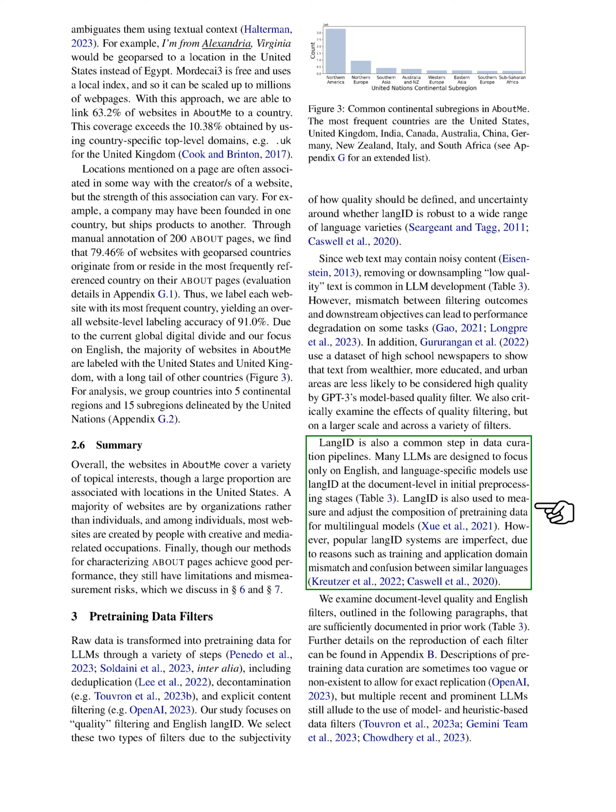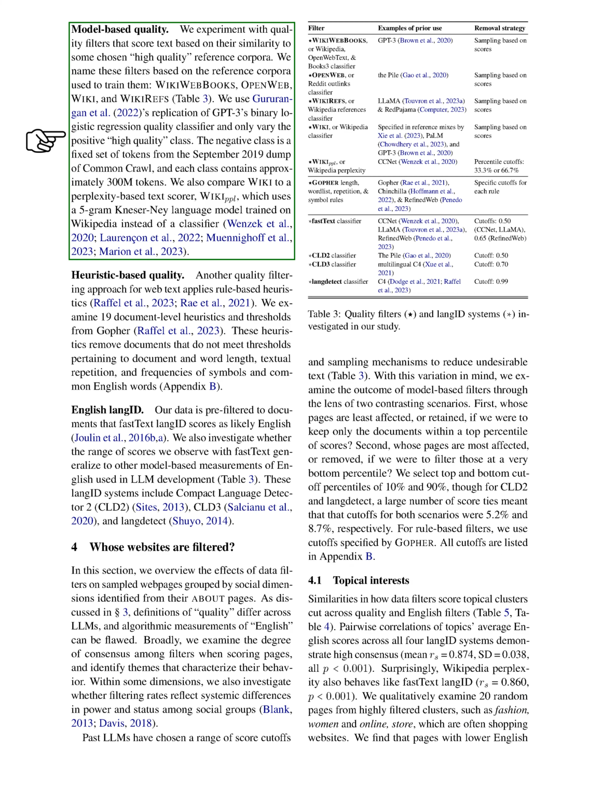similar languages. We experiment with quality filters that score text based on their similarity to chosen, high-quality, reference corpora. We also compare this to a perplexity-based text scorer, which uses a language model trained on Wikipedia instead of a classifier.